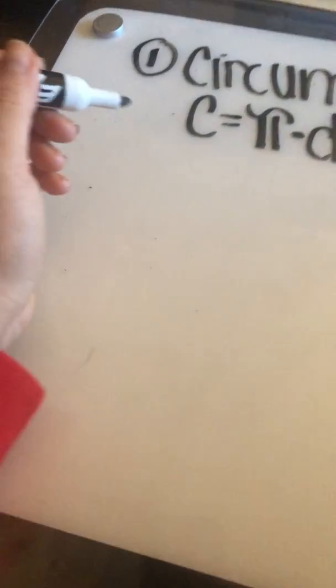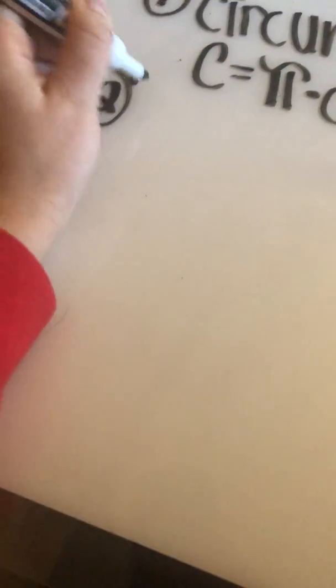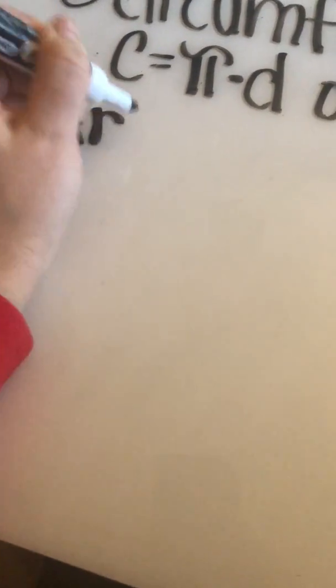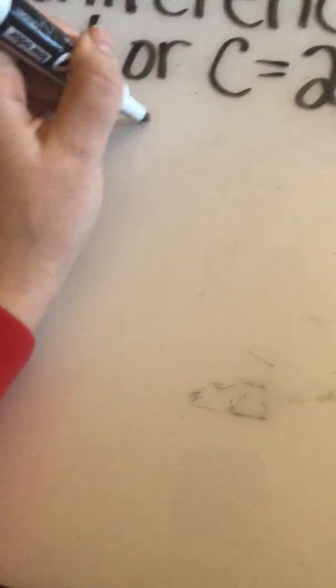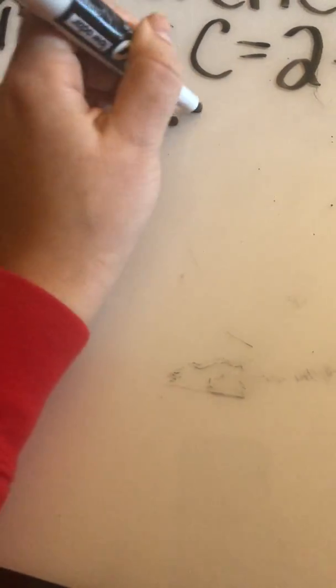Okay, that's question 1. Question 2 asks you to find the area of a circle. I believe it's of a rink of some sort, like an ice skating rink. When you find the area of a circle, you use this formula. Area equals pi times radius squared.